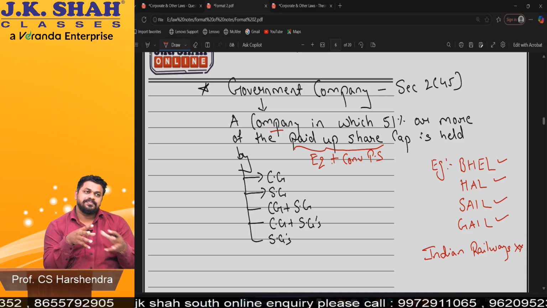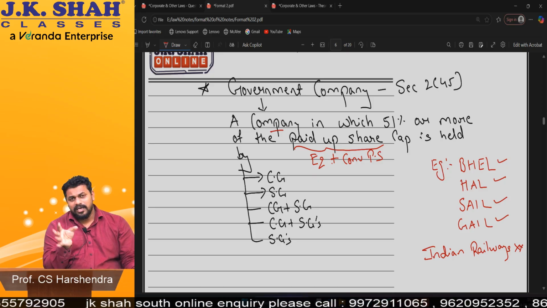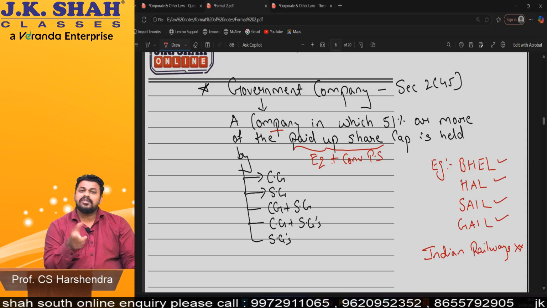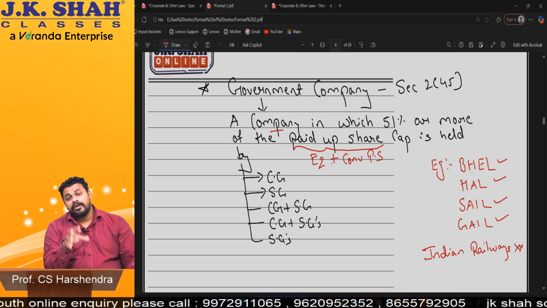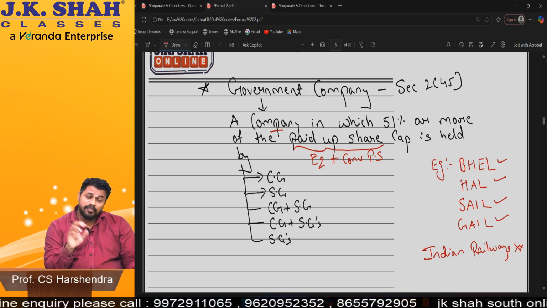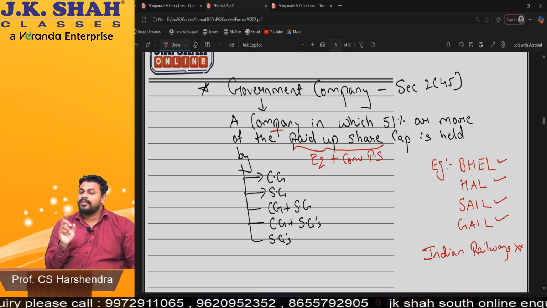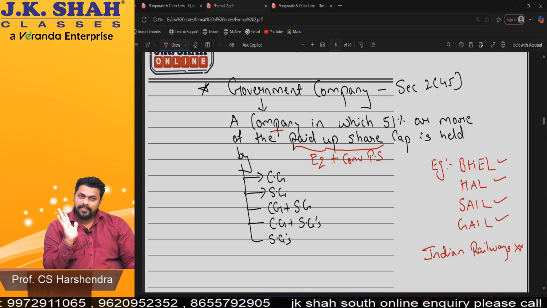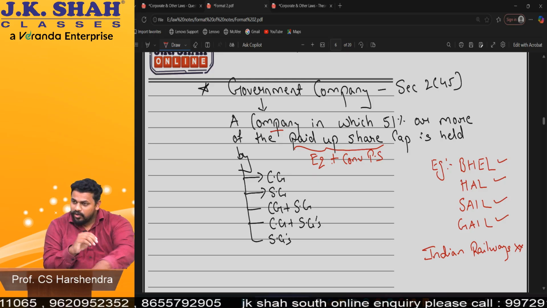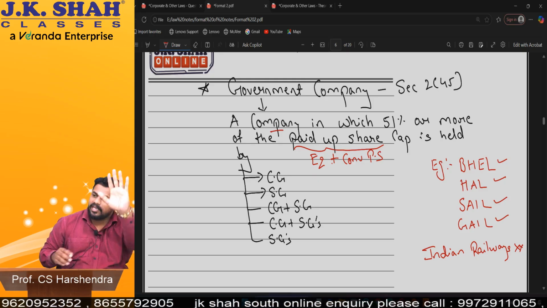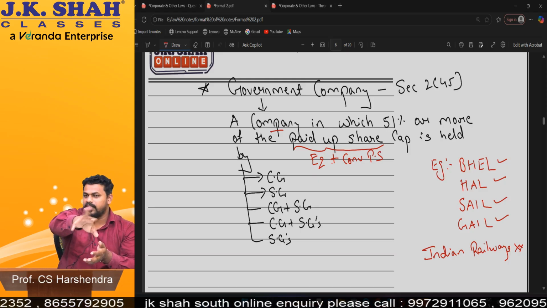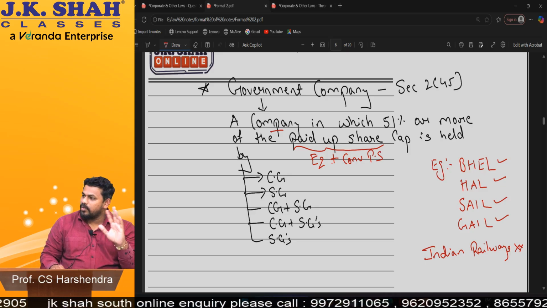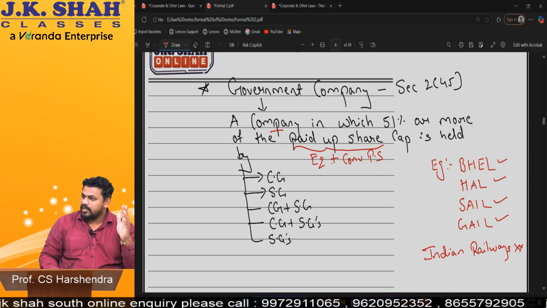Just one important thing: as it is a government related entity, because 51% or more is held by government, the audit of this company is not done by normal auditors. The audit is done by auditors appointed by the C and AG, the Comptroller and Auditor General of India. How many of you don't know what C and AG is, or who the C and AG is? Just raise your hand. 1, 2, 3. Okay.